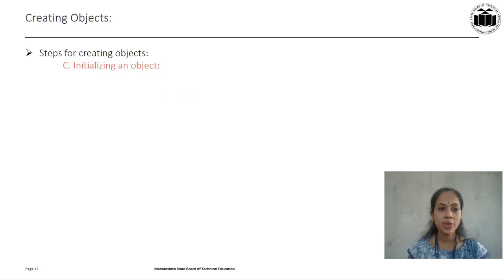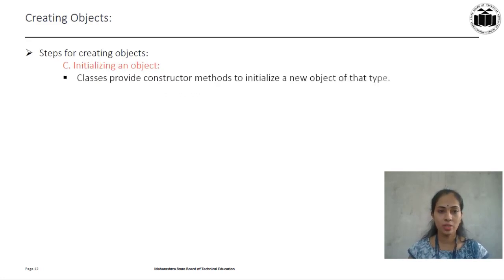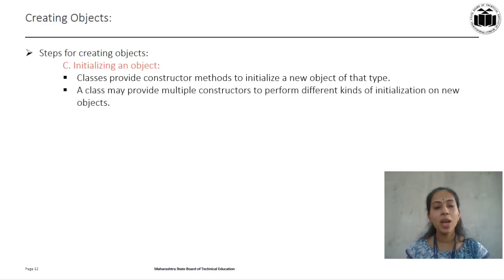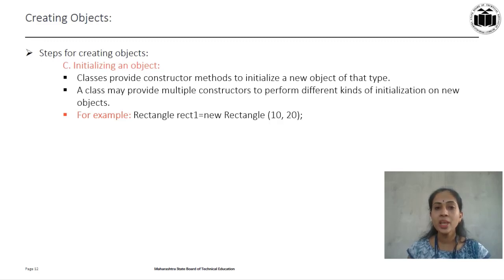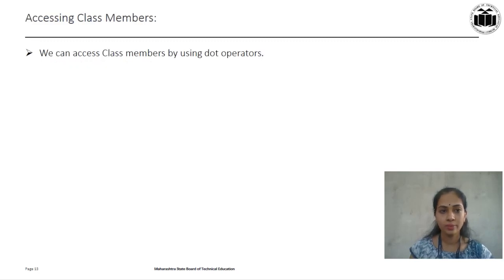Our third step is initializing an object. Classes provide constructor methods to initialize a new object of that type. A class may provide multiple constructors to perform different kinds of initialization on a new object. For example, Rectangle rect1 = new Rectangle(10, 20) means I have passed 10 and 20 as the length and width of that rectangle rect1.